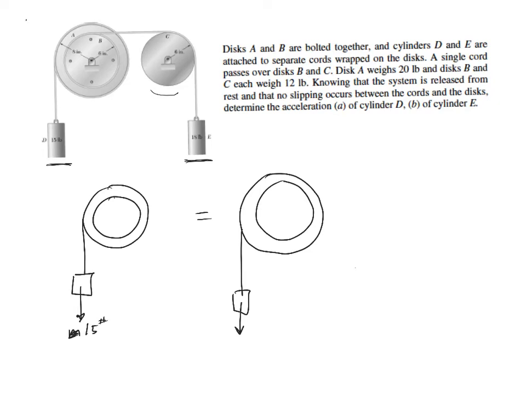We'll start over on the FBD side. I've got 15 pounds from the weight. I've got some reactions here from the pin. I've got 2 weights from the discs themselves. Disc A is 20 pounds and disc B is 12 pounds. All right, we've also had to cut that rope, so I've got a tension sitting right there. Over on the other side, I've got the mass of D times the acceleration of D.